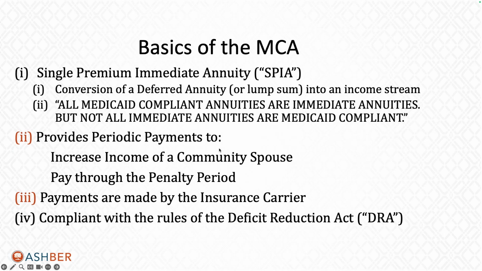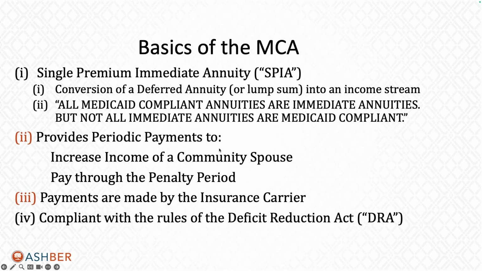So the Medicaid compliant annuity is what we call a single premium immediate annuity, or as us in the financial world call it, a SPIA. Basically, it's a conversion of a deferred annuity or a lump sum cash payment into an income stream. So a lot of time, I should say all the time, these annuities, Medicaid annuities, are purchased with a large, substantial single premium amount, which can come from a bank account, an IRA, or it can come from an existing annuity like a deferred annuity.